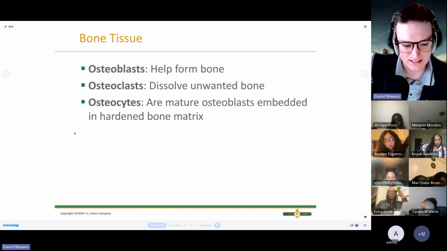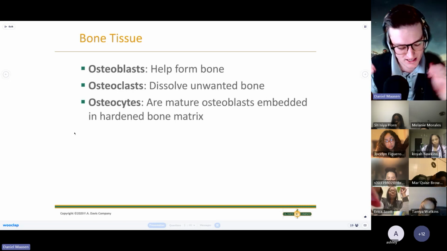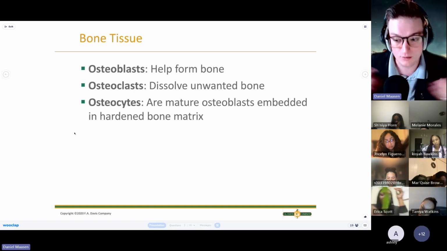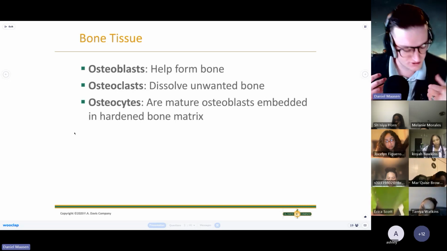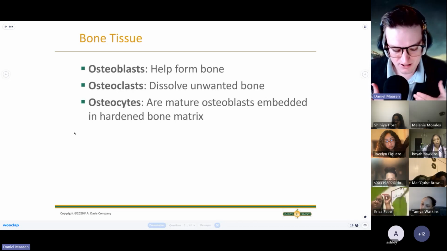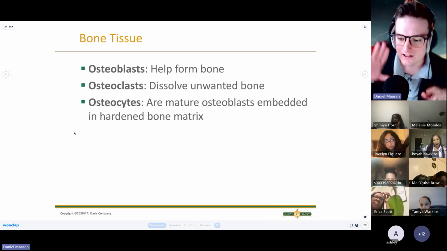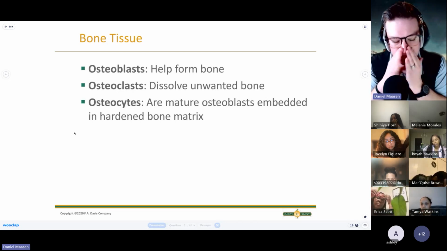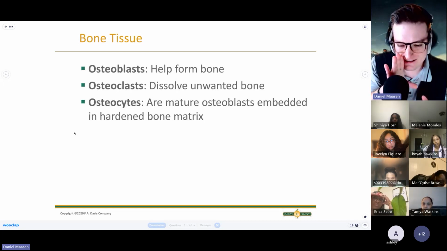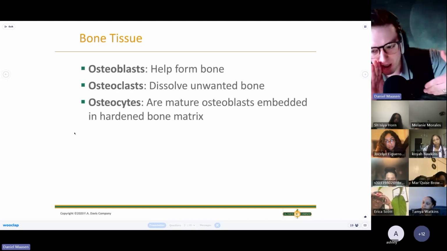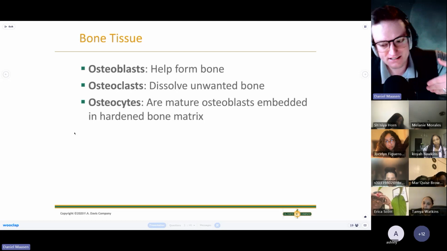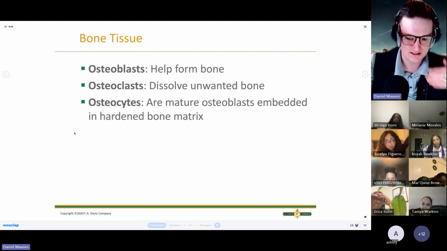So imagine again, if our blood levels of calcium were dropping, and our bones are made of calcium, right? That molecule. We don't have enough calcium in our blood. The osteocyte can go, yo, hey, osteoclasts, break down some bone so that it dumps calcium in our blood, and now calcium levels rise. You see what I'm saying?